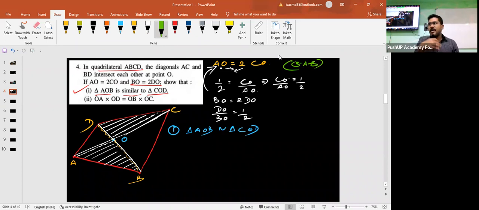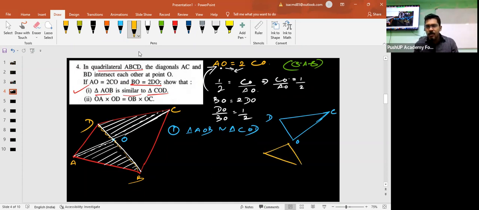Okay, now I'm coming into the depth of the question. Children, how to use side angle side axiom? First of all, what you need to do, you need to draw those two triangles which you are going to prove similar separately to get a clarity. Okay, so I'm going to draw it here. On a smaller scale, I will draw it. So this is your first triangle, DOC. And the second triangle is what? Triangle AOB.